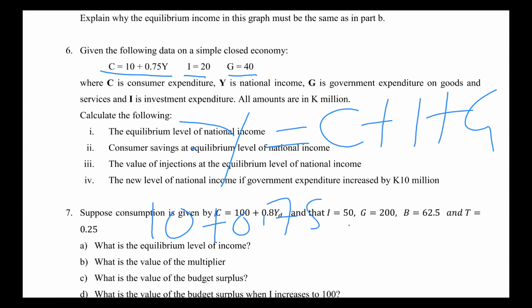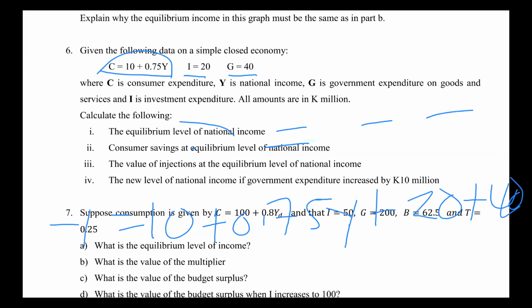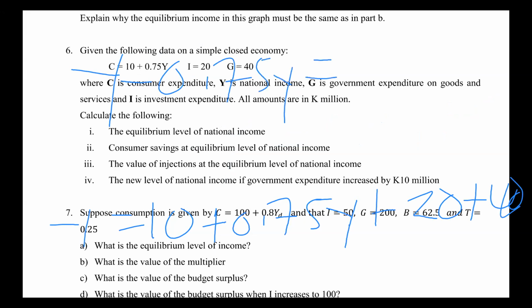Yeah, so our consumption is 10 plus 0.75Y, plus our I, 20, plus our G, which is 40, equal to Y. So we are solving for Y. Our Y will be Y minus 0.75Y equal to what? Equal to 70.